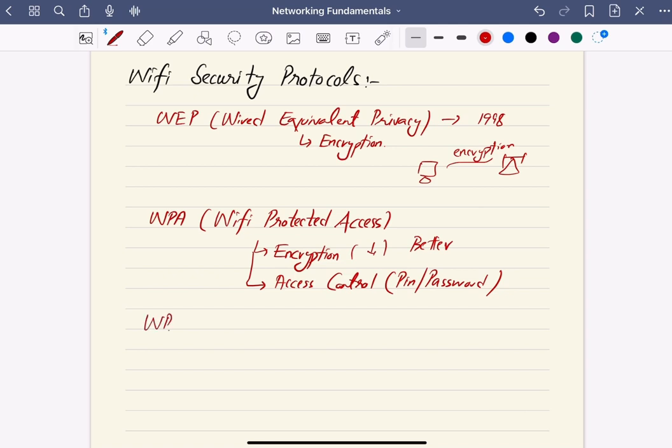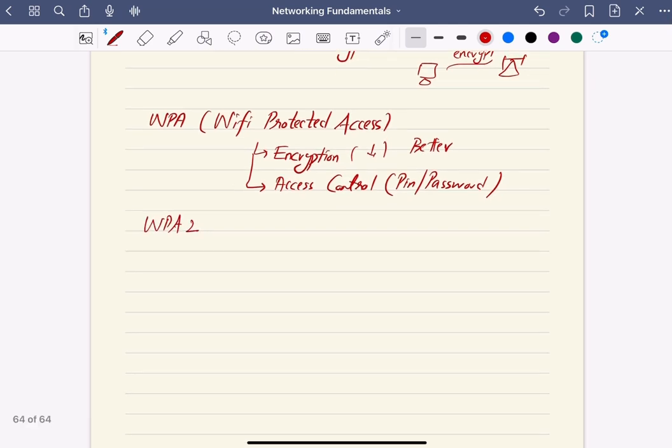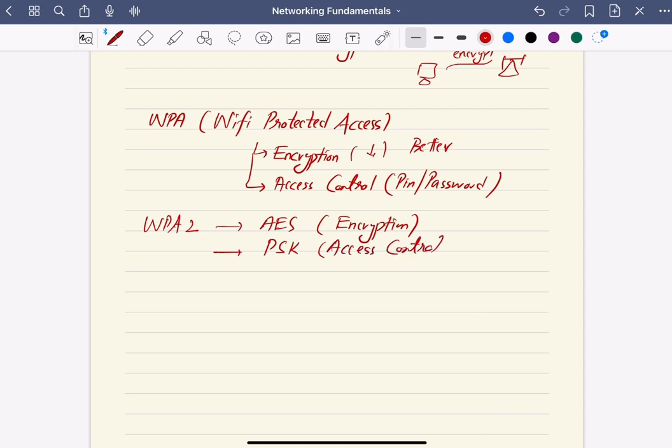Then WPA2 came in. For encryption, they use AES encryption. And there was another method which was PSK, basically the user encryption key. Again, the same method for access control. Access control was incorporated. It was basically the strongest and best method that we use. For enterprise, we have WPA and WPA2 Enterprise.